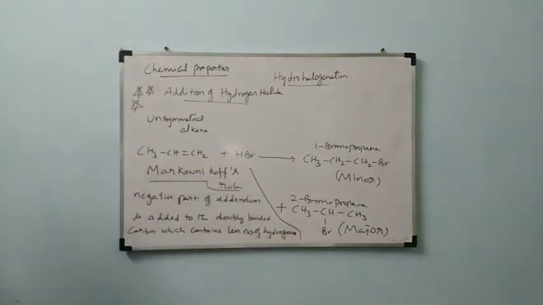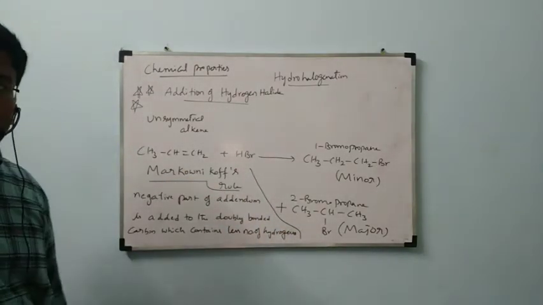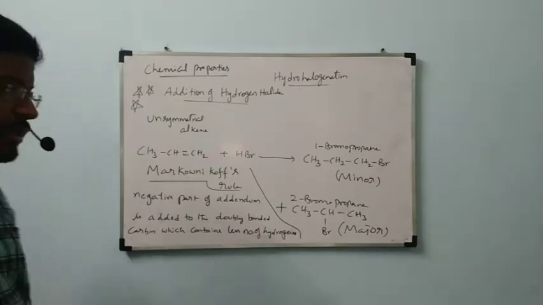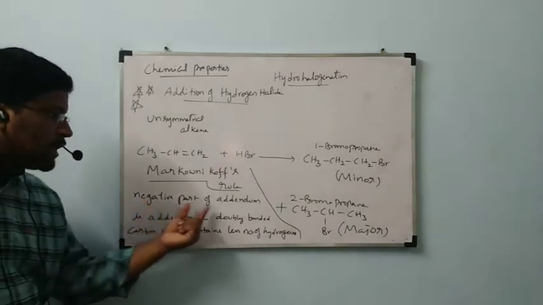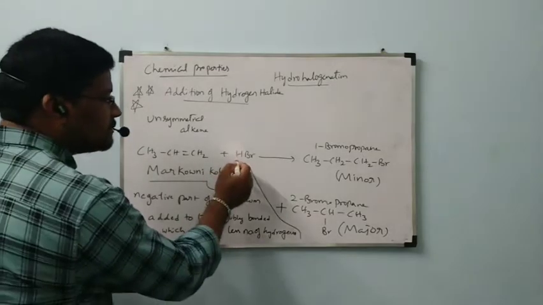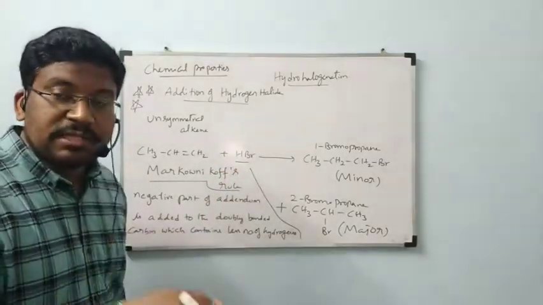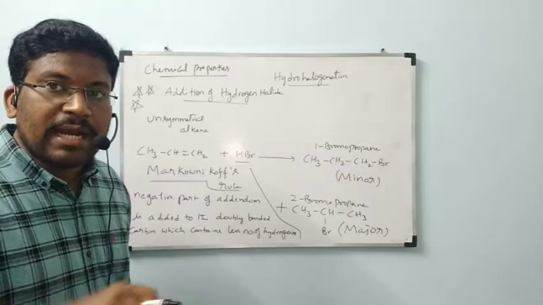This is the statement for Markovnikov's rule. What is the statement for Markovnikov's rule? Read that one once again. Negative part of the addendum. Addendum is nothing but HBr. The substance which is getting added is called the addendum.